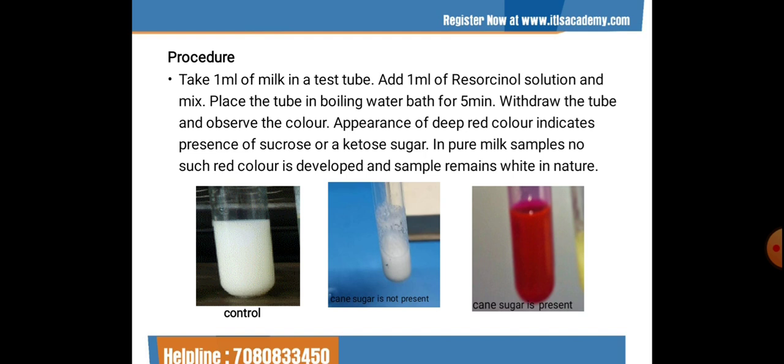In a pure milk sample, no such red color will be developed and the sample remains white in nature, as shown in the diagram below. The first one is the control, that is the normal milk. The second one shows the negative test for cane sugar, and the third one shows the positive test, that is the presence of cane sugar in milk, showing the adulteration of milk.